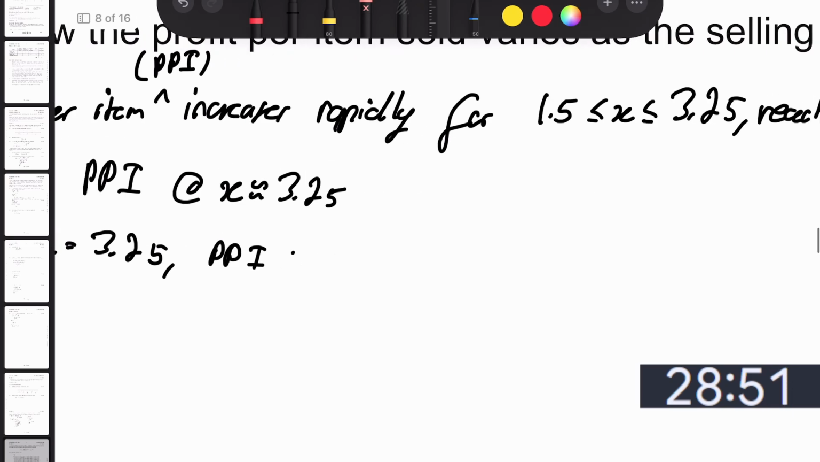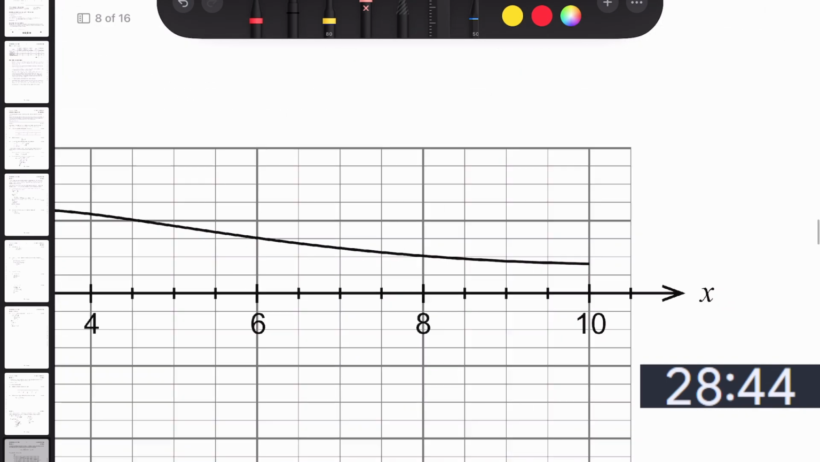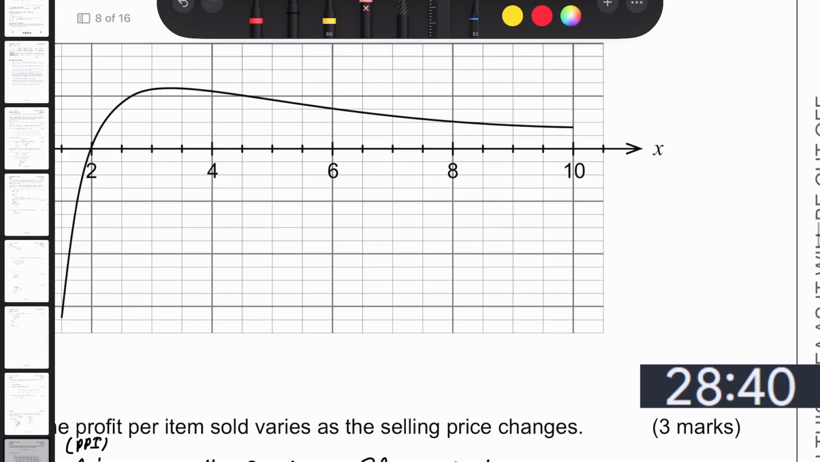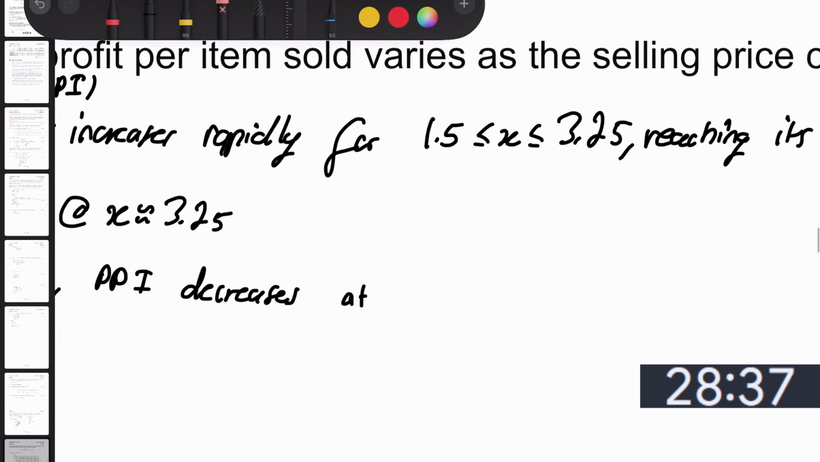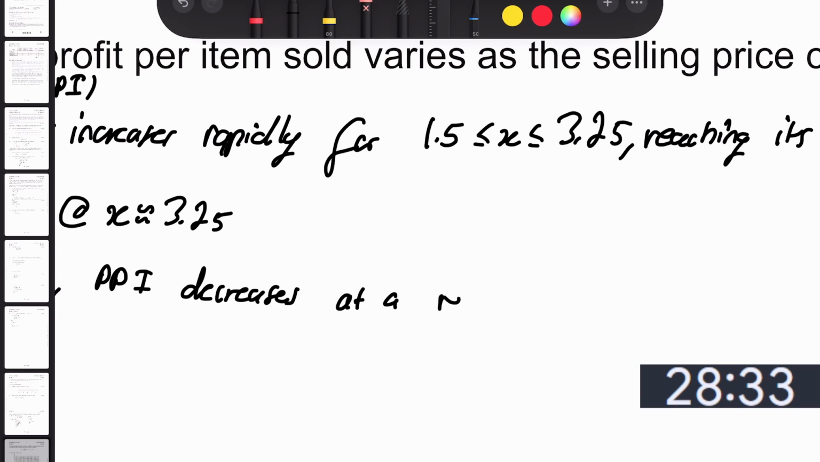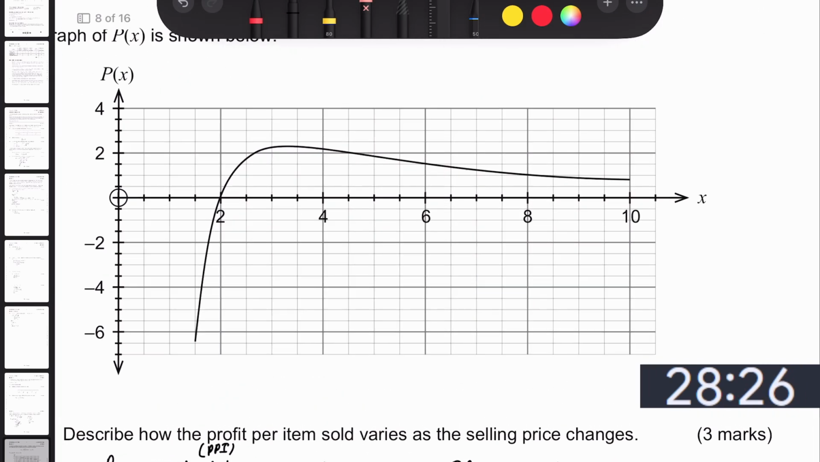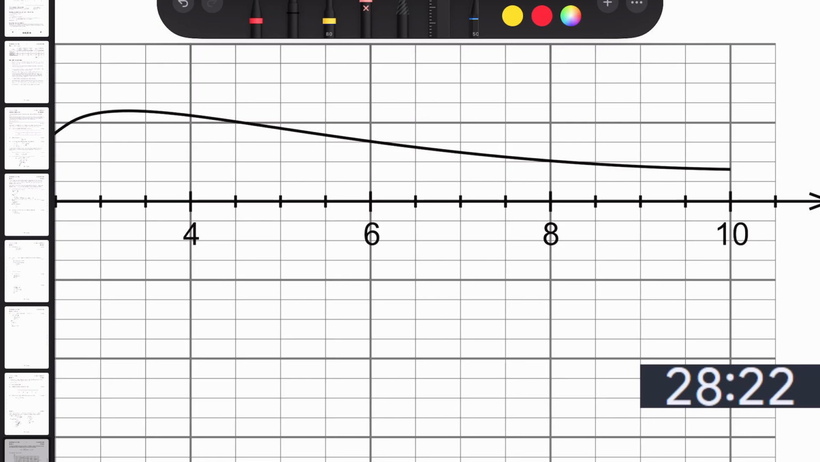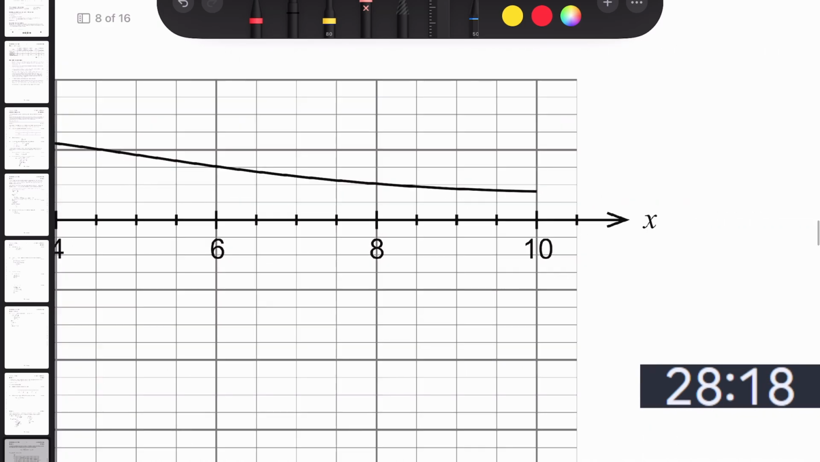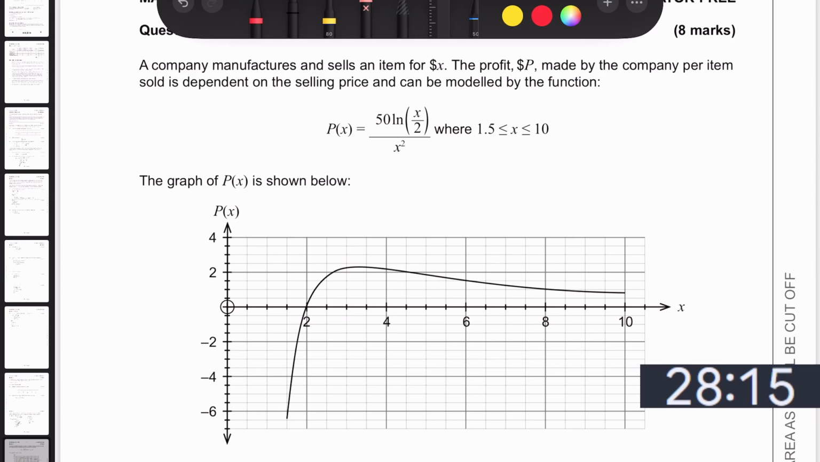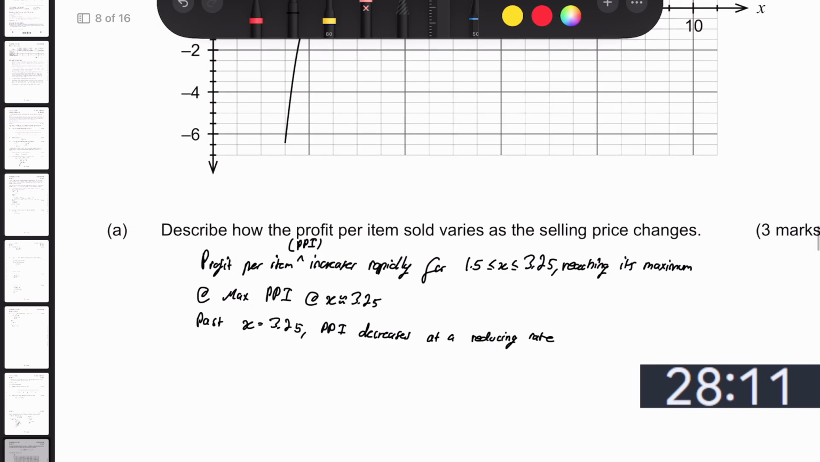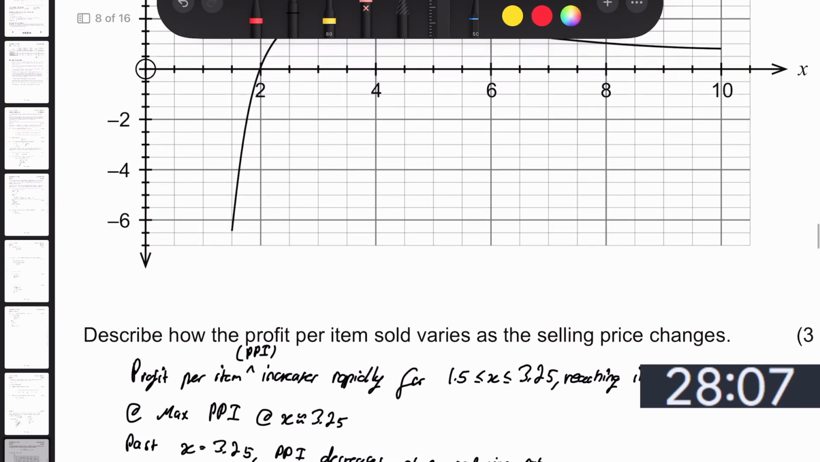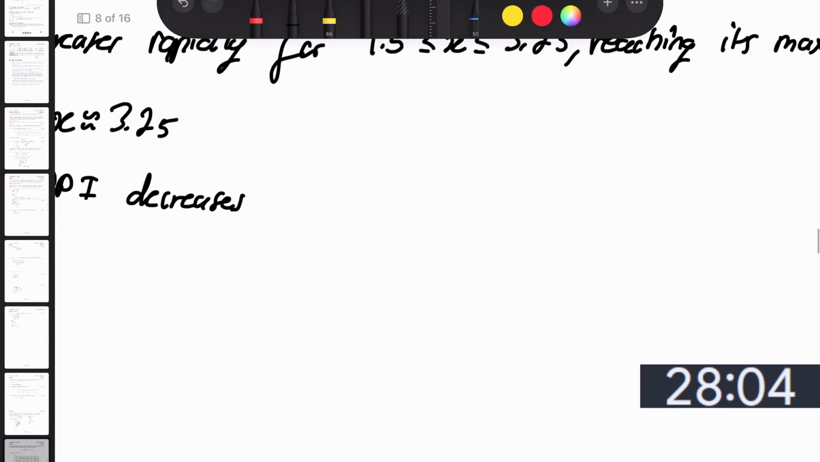PPI will start decreasing seemingly at a reducing rate. Decreases at a reducing rate. Decreases, but at a slower and slower rate.